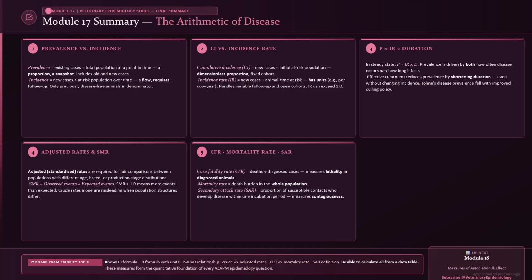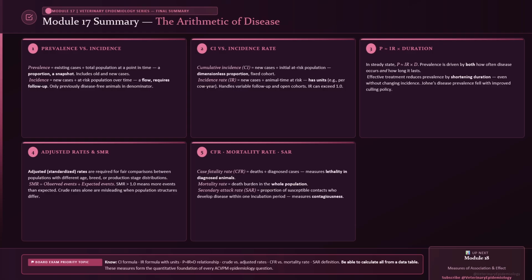Incidence rate, also known as incidence density, uses an animal time denominator. It is a true rate with units. It is required for open cohorts. P approximates I times D. Prevalence, incidence, and disease duration are mathematically linked. High prevalence can mean high incidence, long duration, or both.